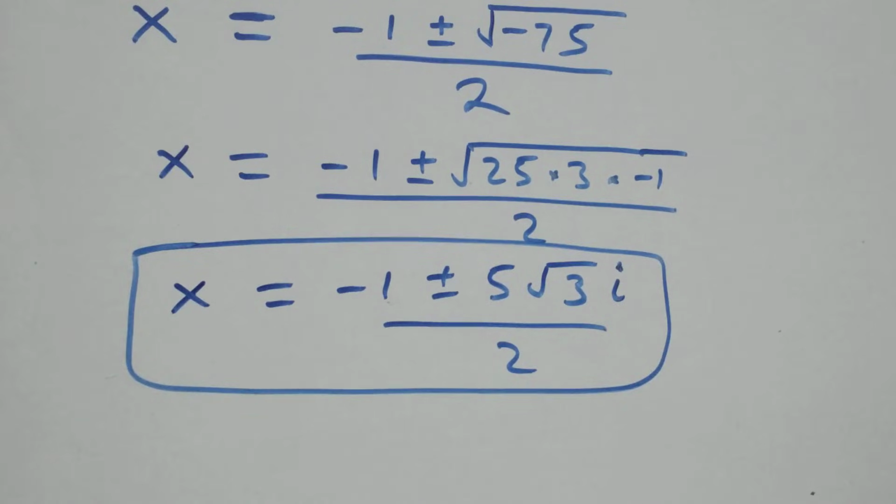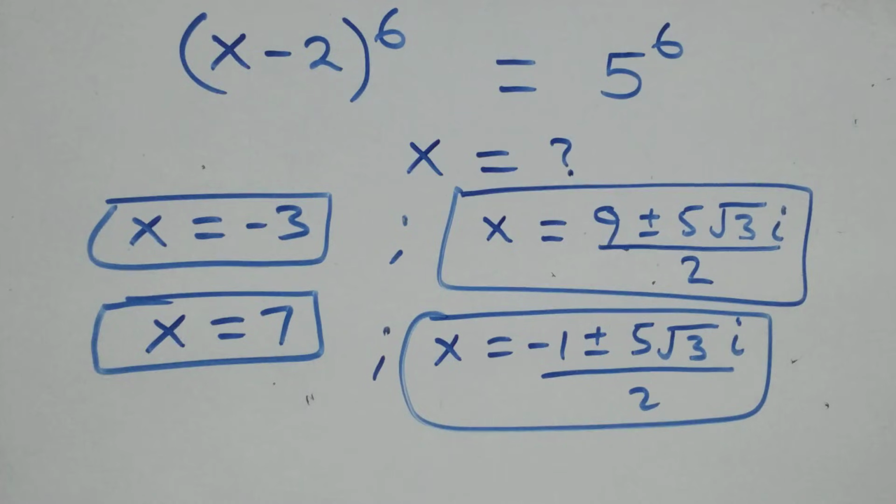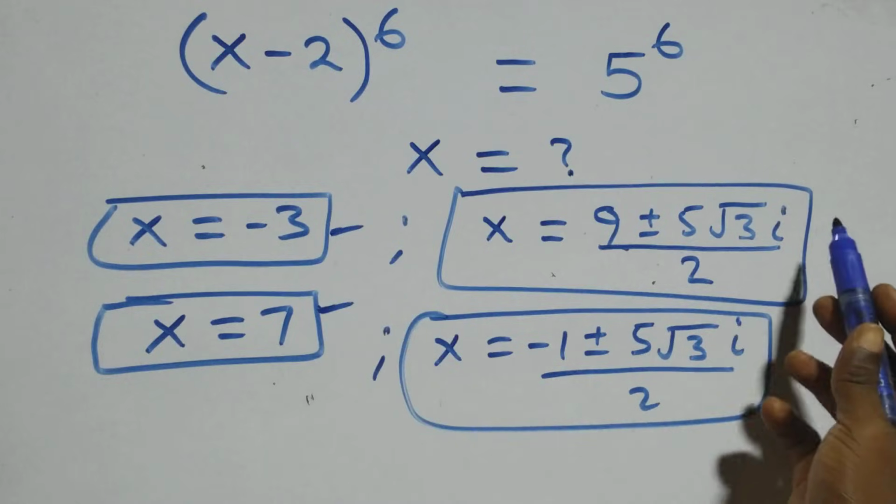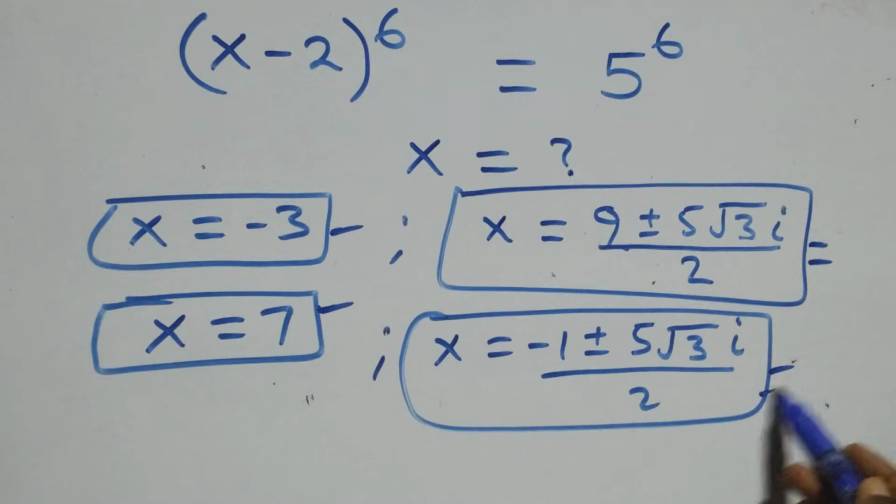And therefore, altogether in this problem, we have 6 solutions: 2 real solutions, 2 complex solutions, and 2 more complex solutions.